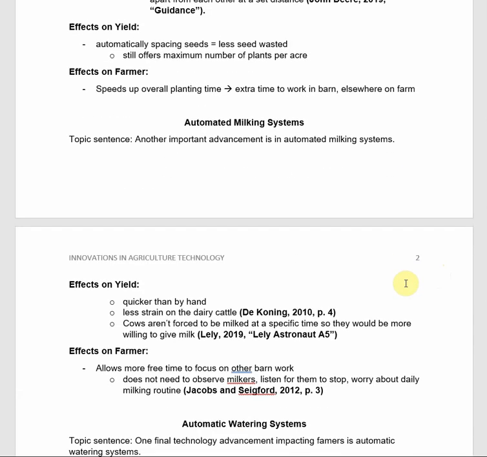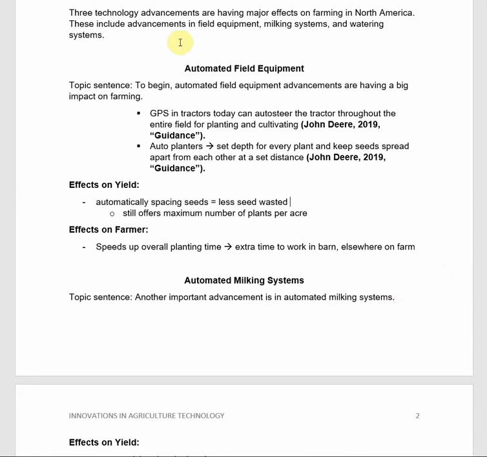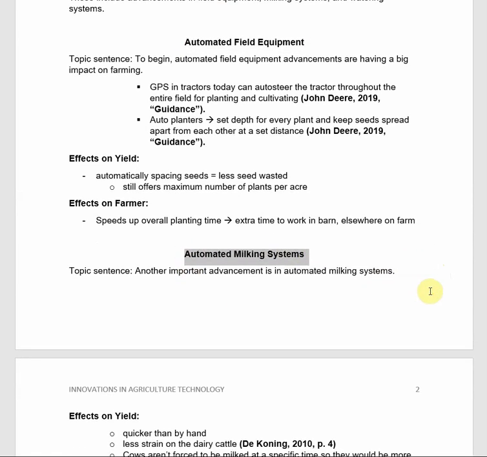Okay, let's keep going. The next body paragraph will be on automated milking systems. So our first body paragraph has a type 1 heading, automated field equipment. Our second body paragraph has a type 1 heading, automated milking systems. And the complete topic sentence will be, another important advancement is in automated milking systems.